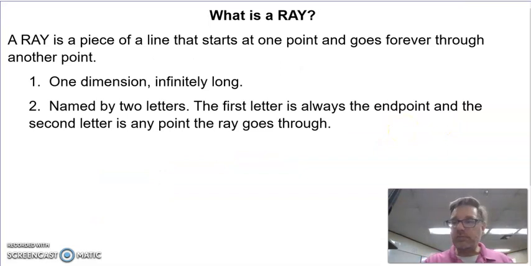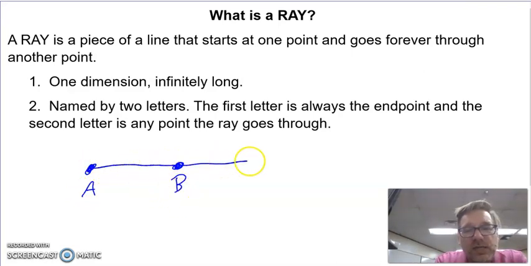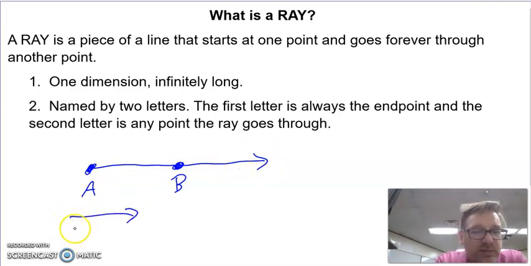Another way I could do a part of a line is I could make a ray. A ray starts at a point. So we're going to give that ray a starting point. And then we're going to give this ray a point to go through. And if I start at A and I go through B, it doesn't matter how it keeps going. This would be ray AB.